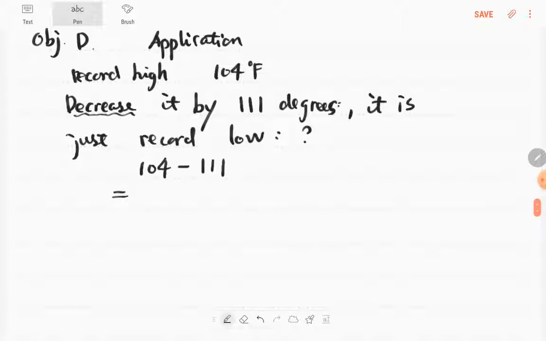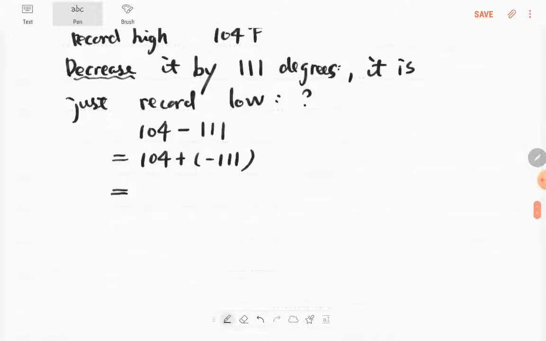Of course, we can do the subtraction directly to get the answer of this kind of questions. But since we are in 1.4, in this section, we are talking about adding real numbers. So here we can also treat it this way. We can treat the minus 111 just like a plus negative 111. Okay, we can transfer it to be an addition. Then we follow the rule.